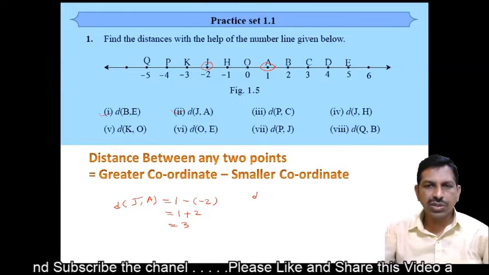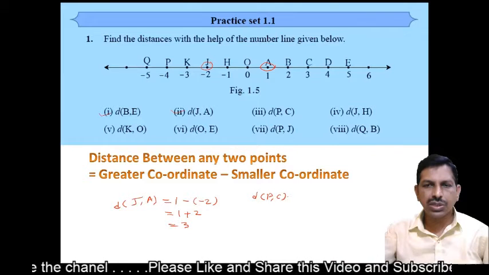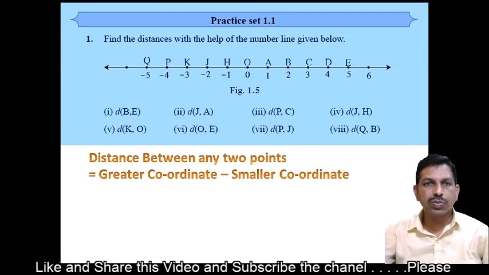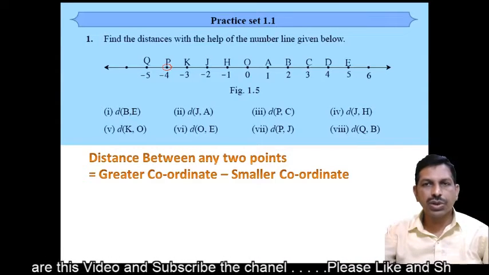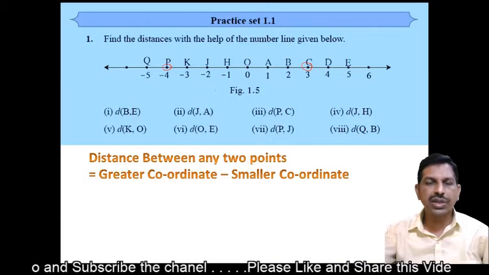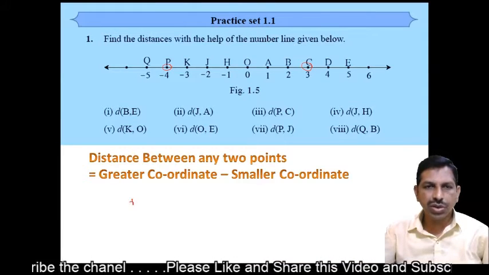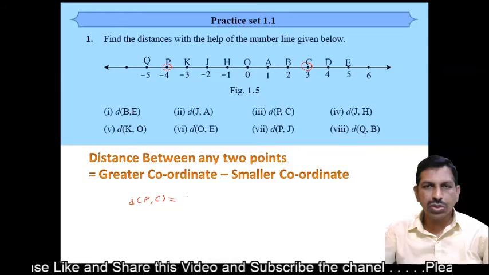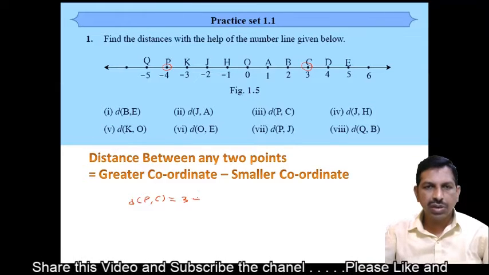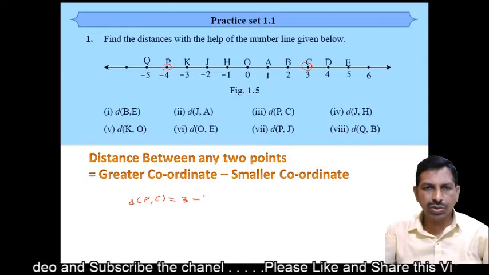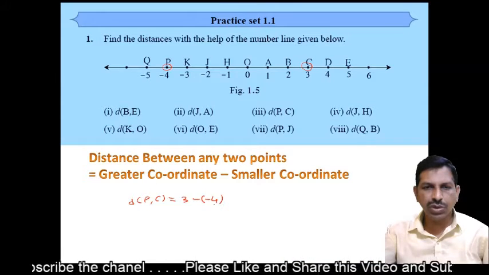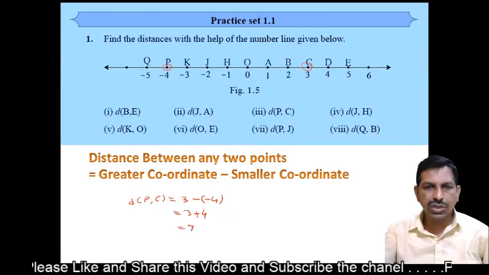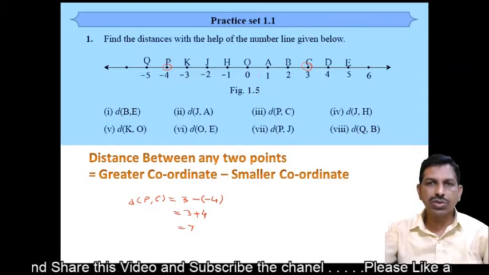Now let us find distance of PC. This is point P and this is point C. C is on the right hand side, so it has a greater coordinate. Distance of PC is equal to greater coordinate 3 minus smaller coordinate minus 4. So 3 minus of minus 4, that is equal to 3 plus 4, means that is equal to 7. So distance of PC is equal to 7.